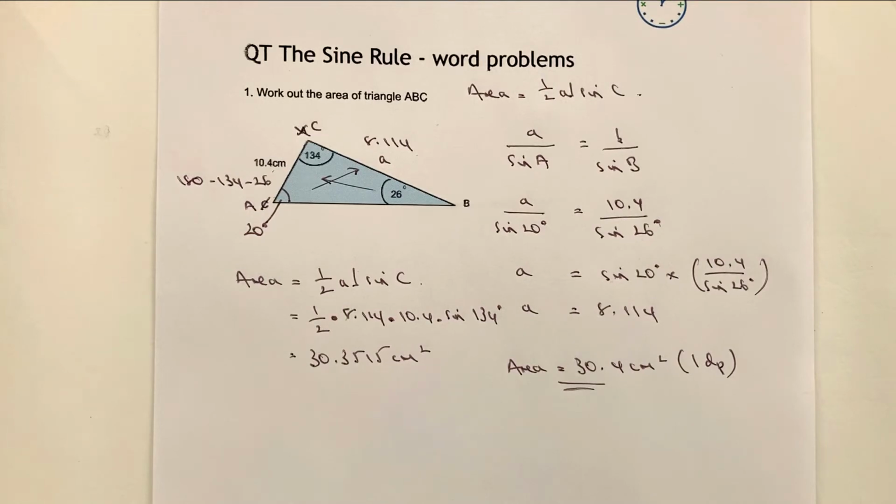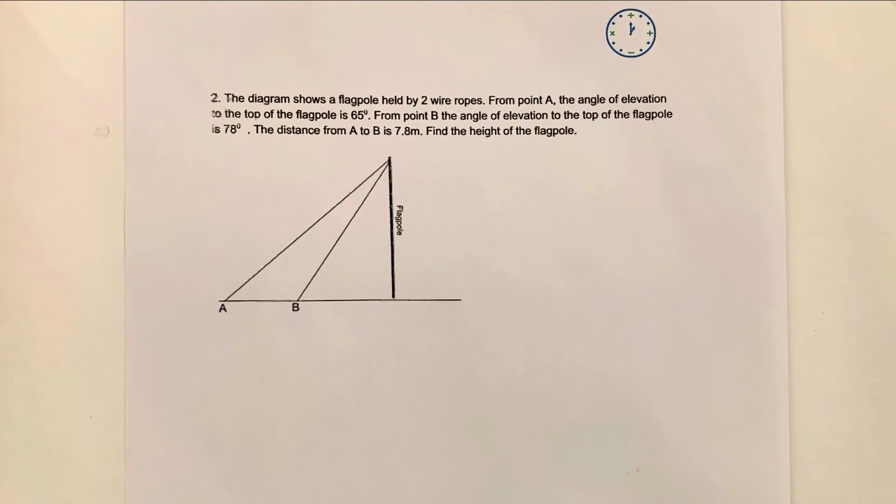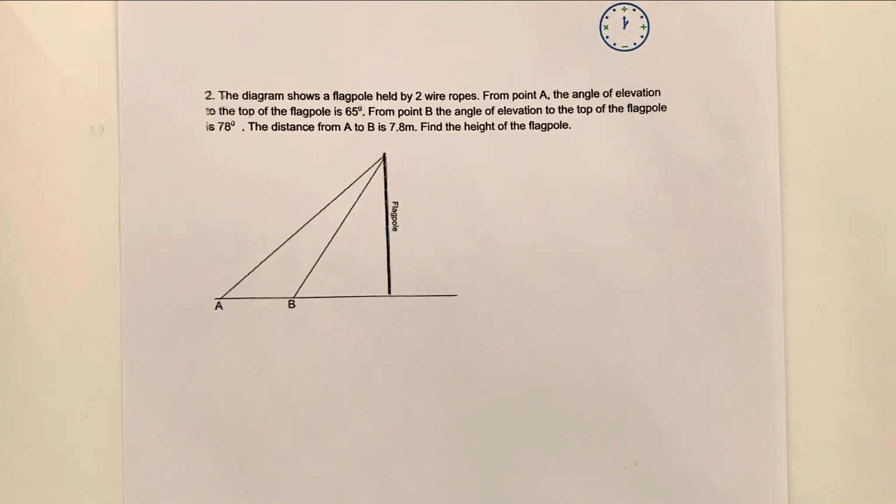Okay, so let's have a look then at this particular question, which is a grade 7 type question. So it is going to be much more challenging, but hopefully you'll be able to work through. So please do stop the video and have a go. Okay, so what have we got? Well, we've got a flagpole. It's got 2 wire ropes, A and B, or A to the top of the flagpole.